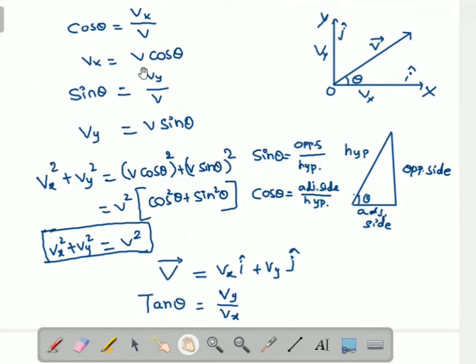This is how we resolve vectors into two components. Here we can write some more relations based on this. Suppose we have a vector and we want to resolve it three-dimensionally, that means into three components. Then we can write it in the following way.